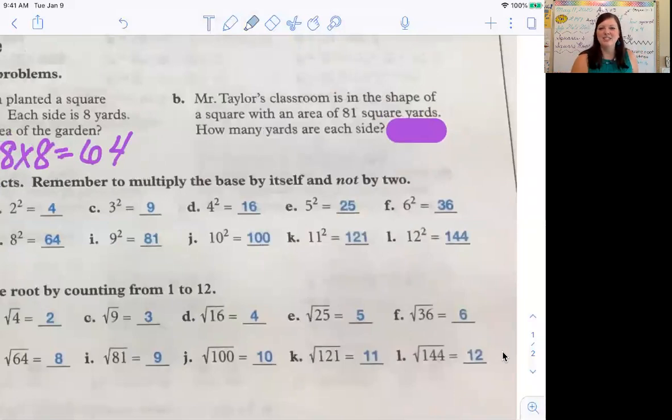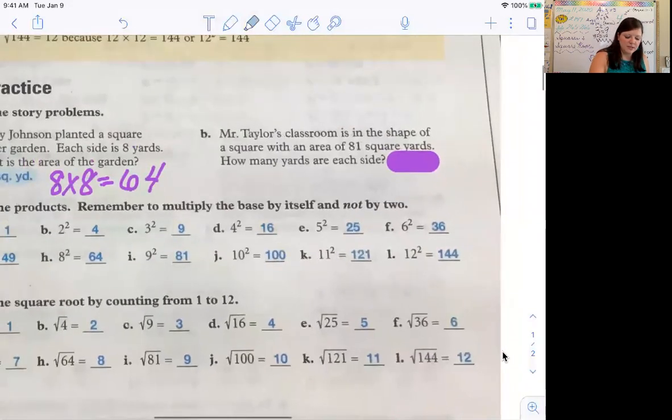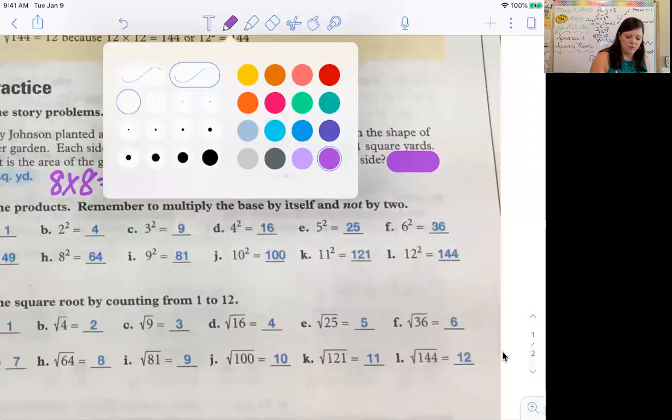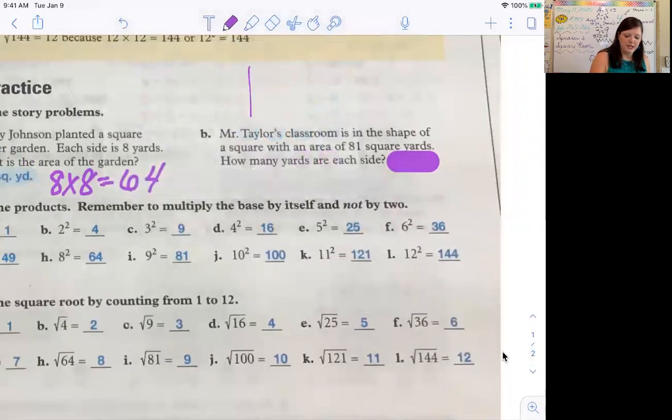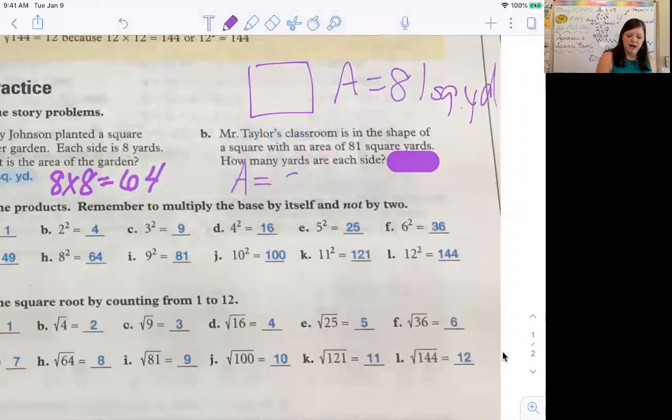Mr. Taylor's classroom is in the shape of a square with an area of 81 square yards. How many yards are each side? Now let's think about this. Joshua has a classroom, and the area is equal to 81 square yards. Well, we know the formula as A equals side times side, but they have already given us what the area is, 81.